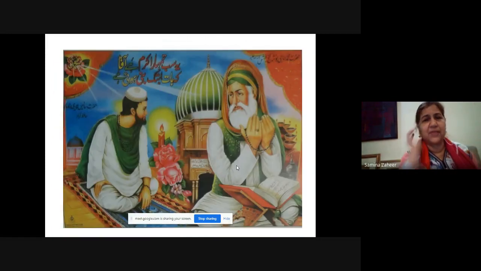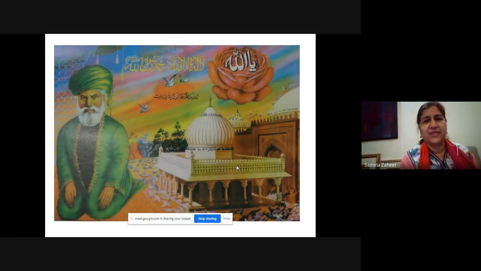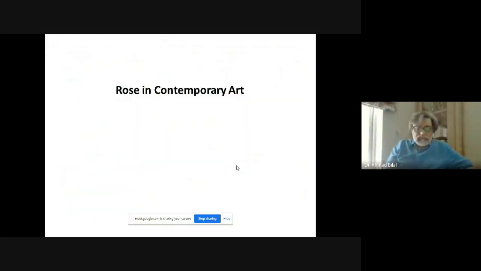So this is a poster. Some posters from various shrines, showing some shrines, but only with decorative surfaces. Dr. Samina, last minute. Okay.